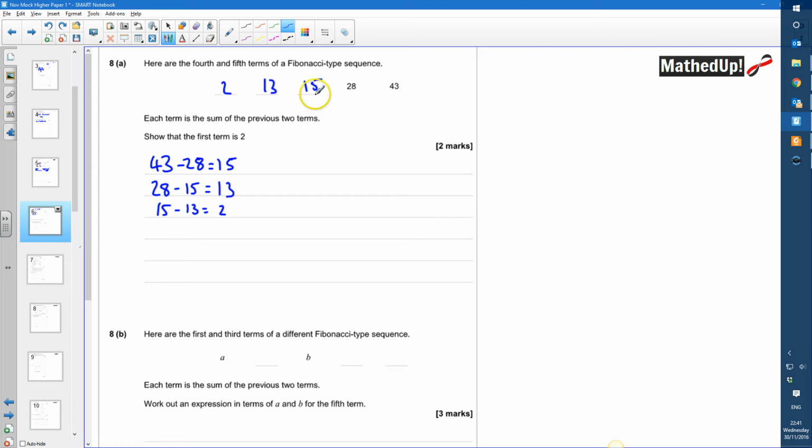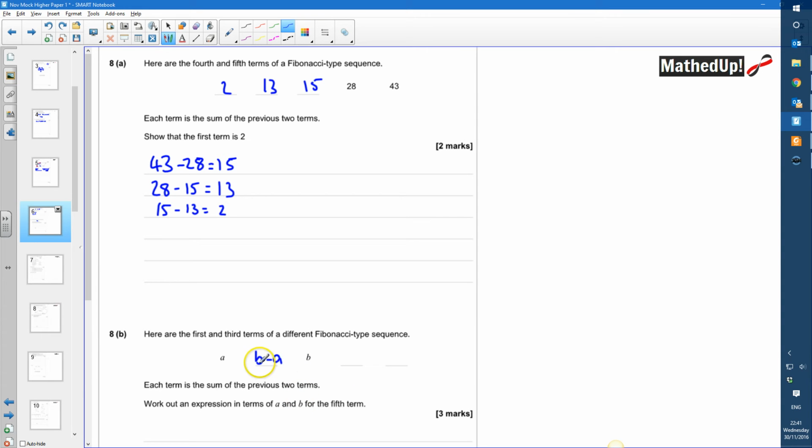me this term here. In the same way, 15 take away 2 gave me 13, or 28 take away 13 gave me 15. B take away A is going to give me this term here, so we can just call that term B take away A. And if I sum these together, I would get B, so that works.